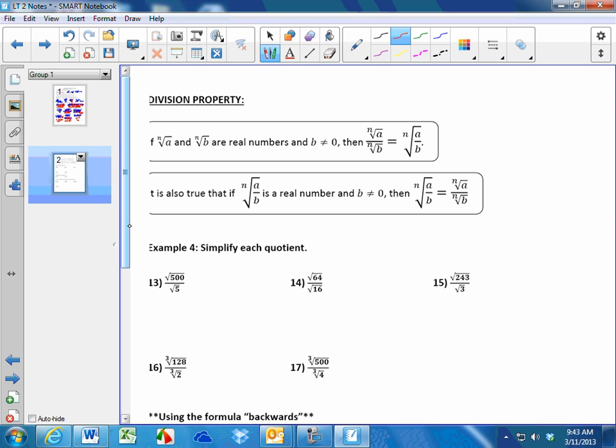Look at the second property. If the nth root of A and B are numbers, and B is not 0, then the nth root of A divided by the nth root of B equals the nth root of A over B. What's that telling you that you can do mathematically? It's telling you that if you have two different roots, or two different cube roots, the second is telling you just the opposite.